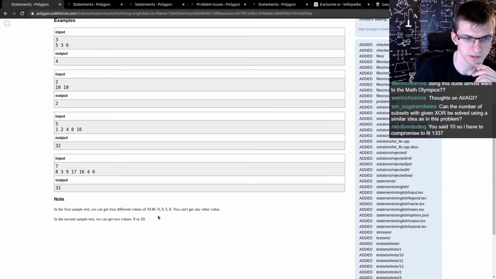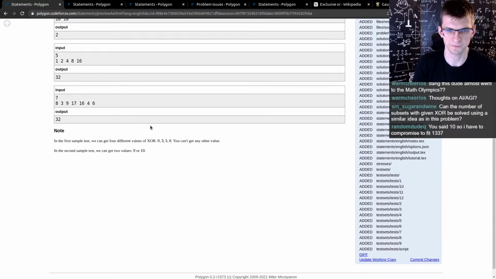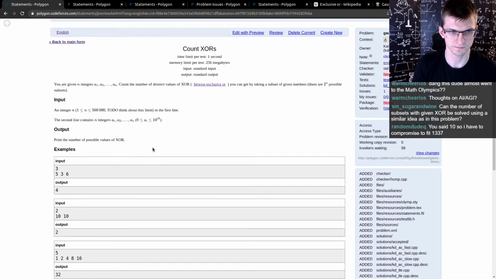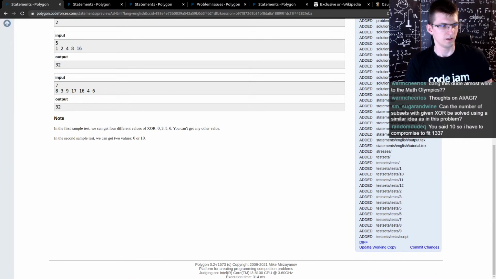In the first sample test, we can get 4 different values of XOR. 0, 3, 5, 6. Like 3 XOR 6, that's 4. Isn't that 4? No, it's 5. Okay, everything is fine. Oof, I think we're done.